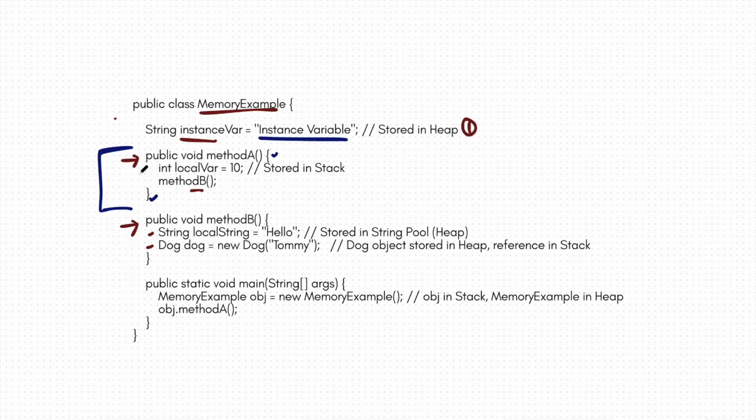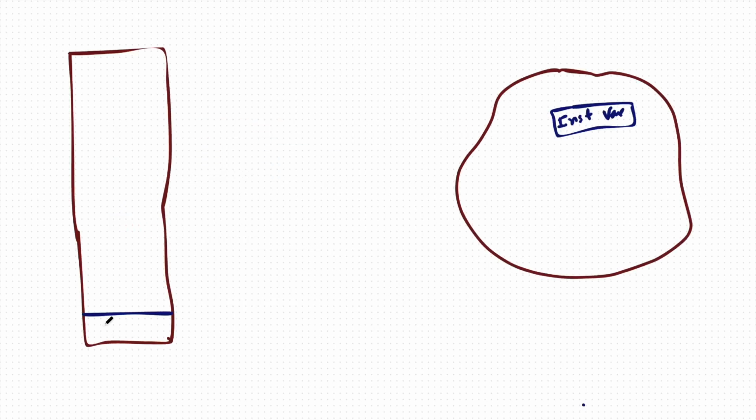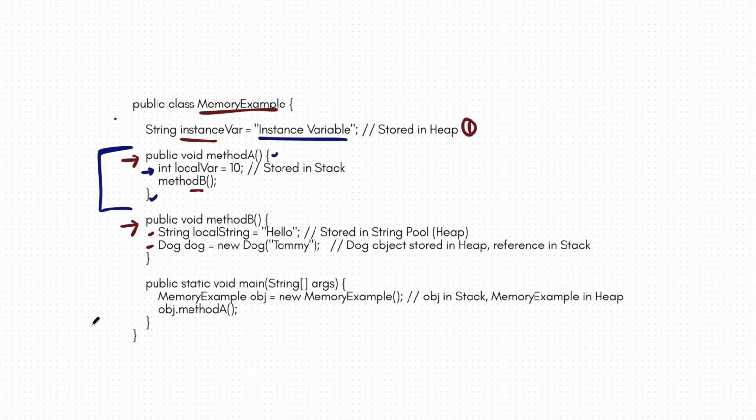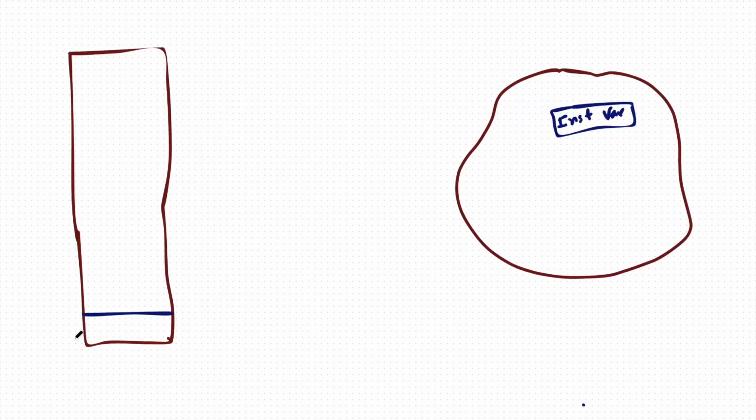So first, what do we have? We have a primitive variable, right? int localVar equal to 10. Where will this be stored? This will be stored in the stack. The name of the variable is localVar. So localVar is stored over here, right?